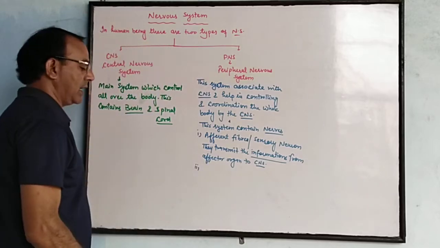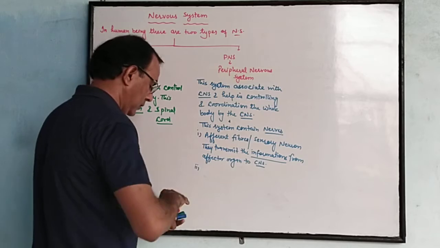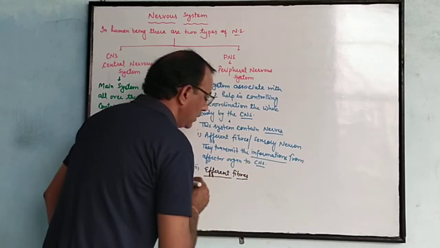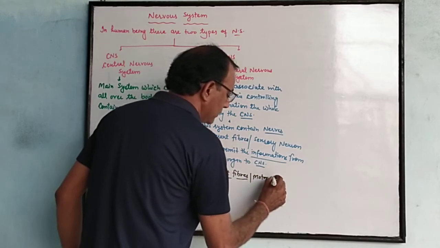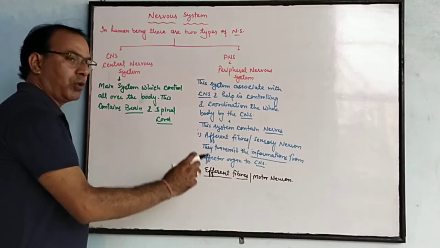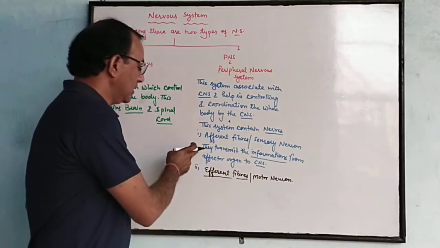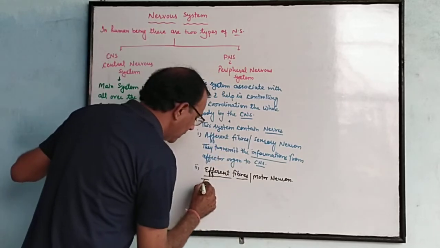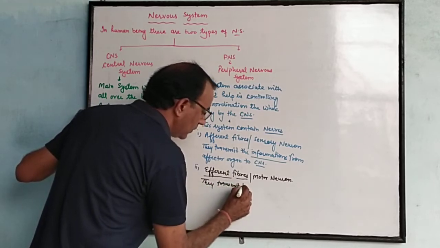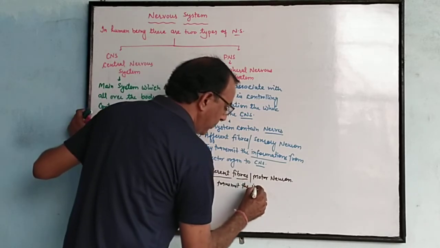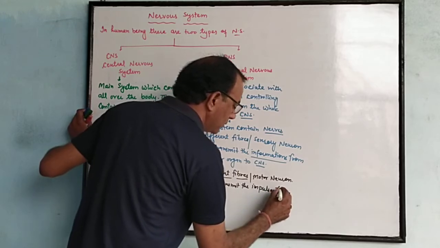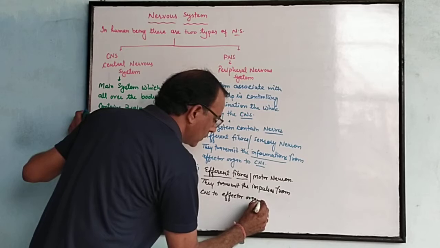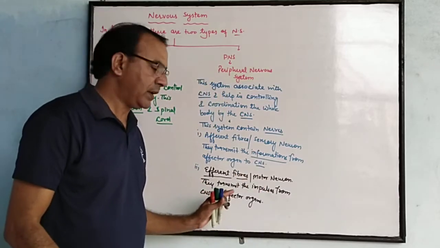The second type of fibers are efferent fibers. These are also known as motor neurons. These motor neurons transmit the signals, or information, you can say impulses, from the CNS to the effector organ. Those fibers are called efferent fibers or motor neurons.